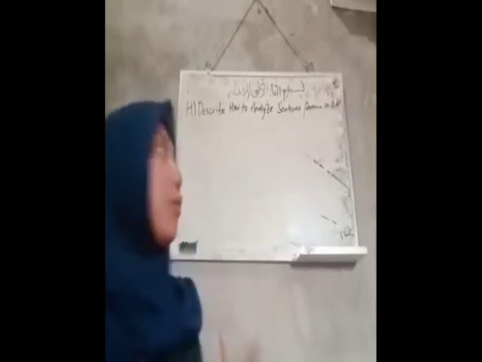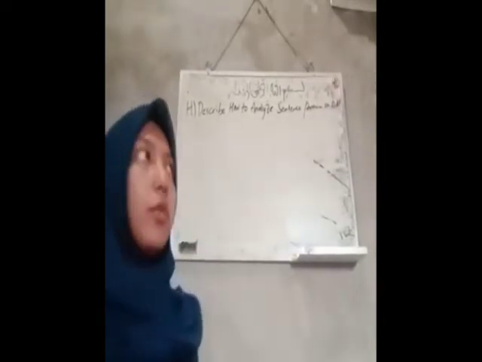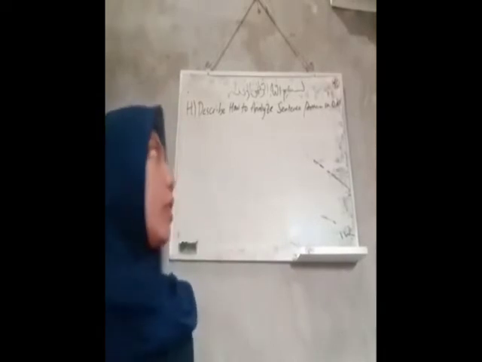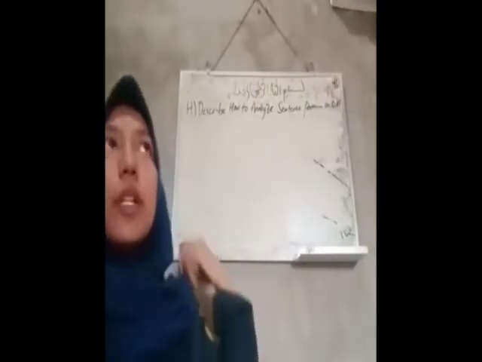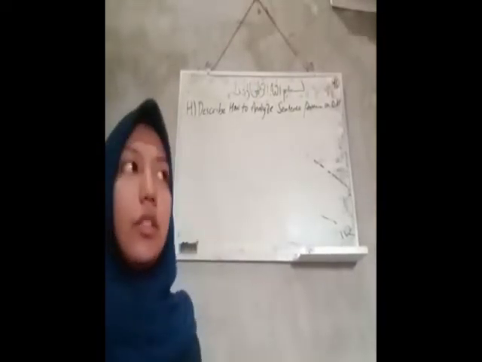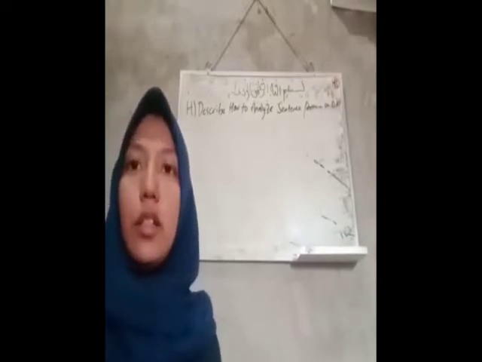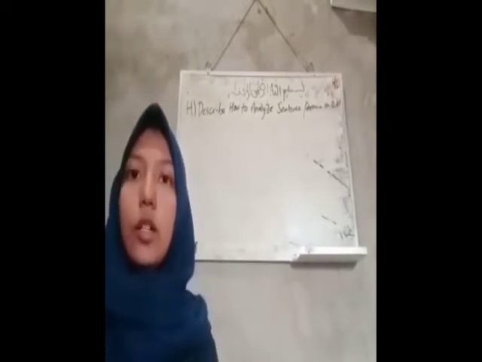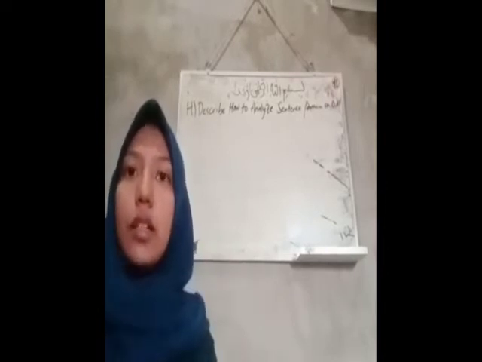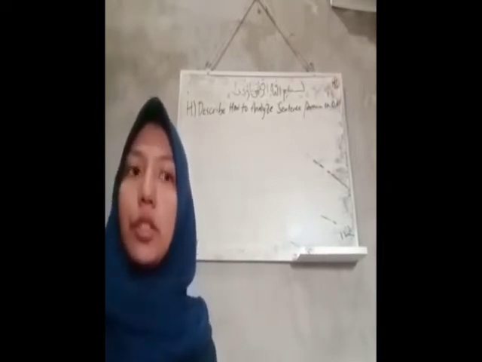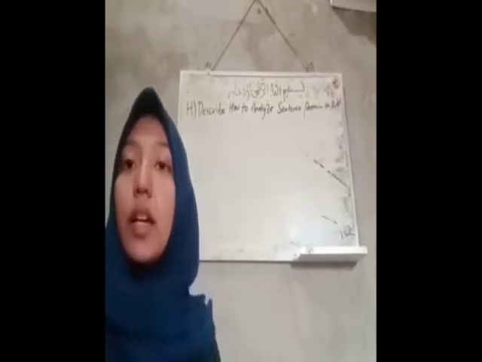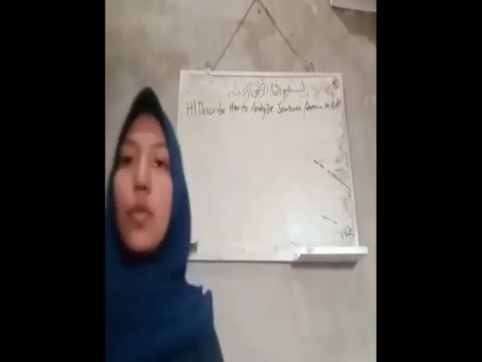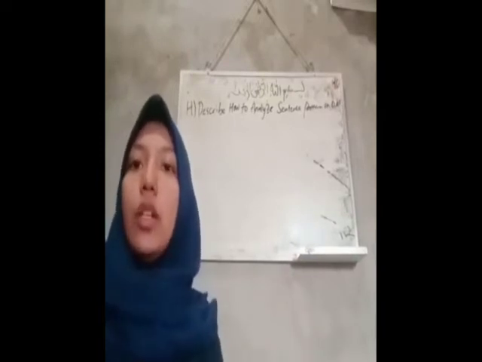Okay, everyone, let's move to the next question, question H for our discussion today. So right here, I'm going to explain how to analyze sentence patterns in discourse analysis. A text consists of several sentences where each sentence can be split into several components. Those components are theme and rheme. Theme refers to already known information, meanwhile rheme refers to new information.